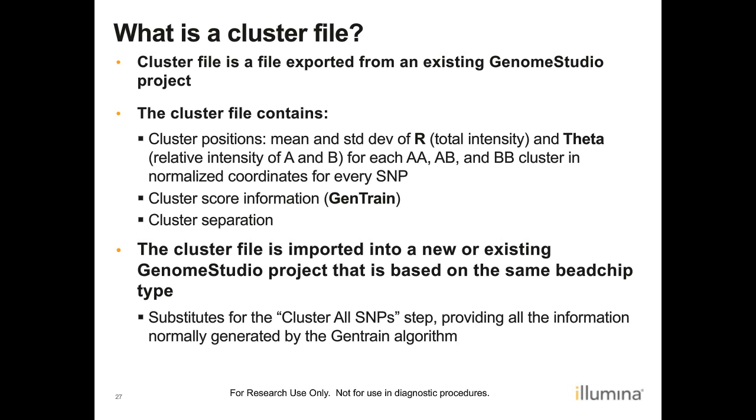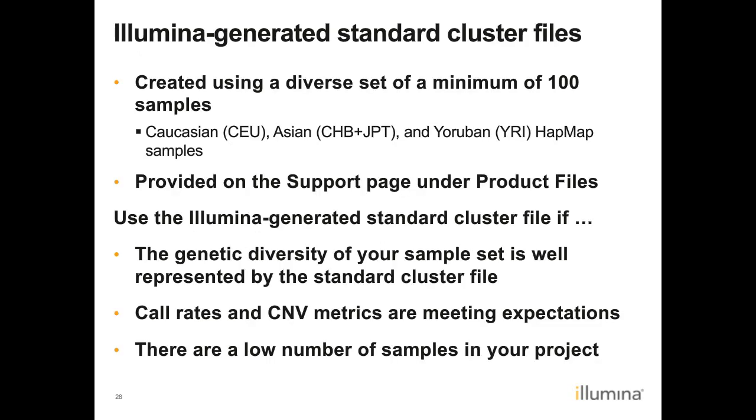Illumina has created several standard cluster files for use with their off-the-shelf genotyping products. For all of the Omni chips and all of the chips which have been commercialized, such as the global screening array, the global diversity array, and such, Illumina has created standard cluster files based on a large number of samples which we assayed in-house. These have been created using a diverse set of a minimum of 100 samples. These are all from different ethnic backgrounds, Caucasian, Asian, and Yoruban HapMap samples. These files are downloadable from the support page for each different chip.